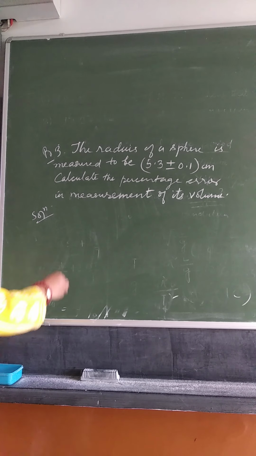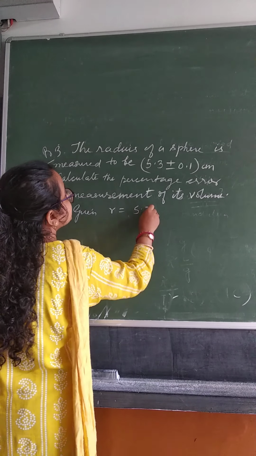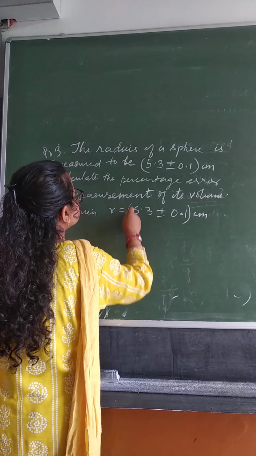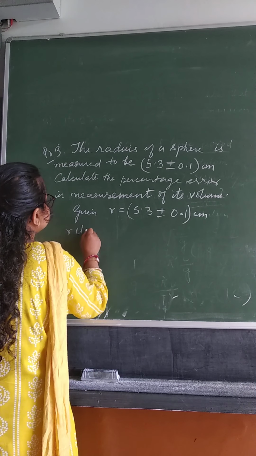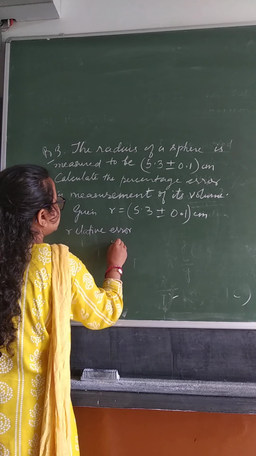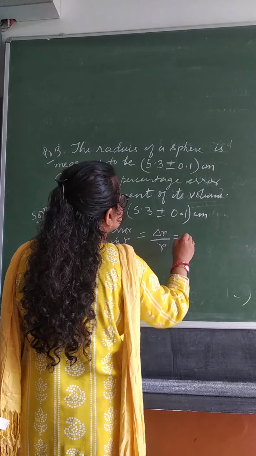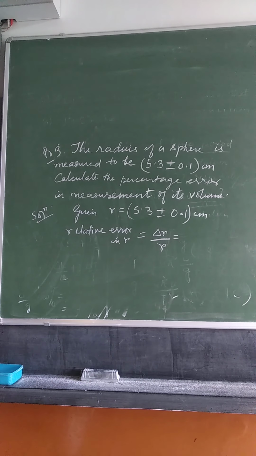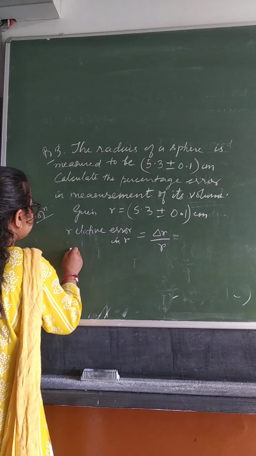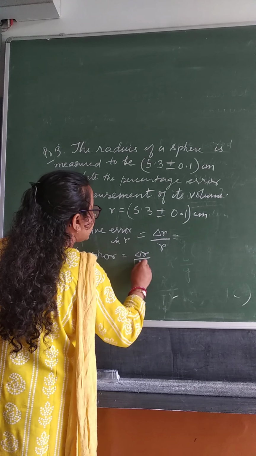So first write down what is given. R is given to be 5.3 plus minus 0.1 centimeter. Now the relative error in R will become equal to delta R by R. The relative error is delta R by R. Now if you express this in percentage, the error will be delta R by R into 100%.